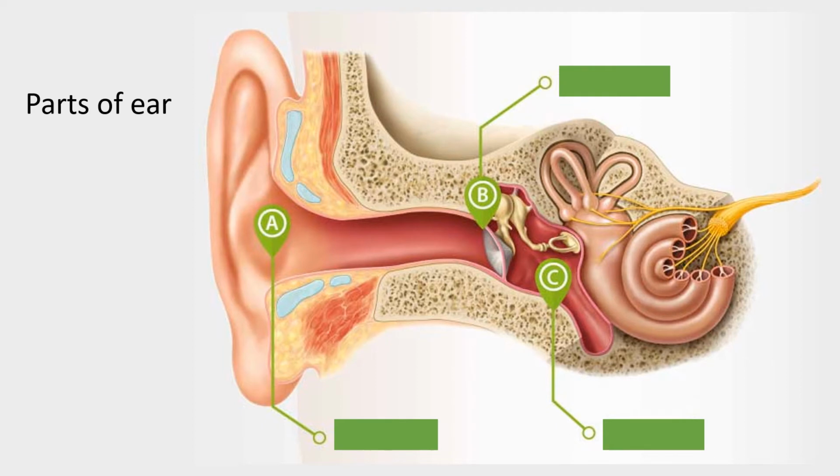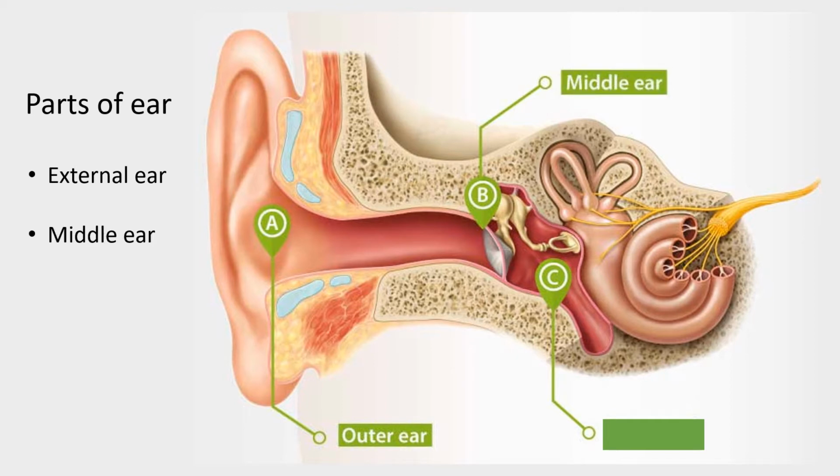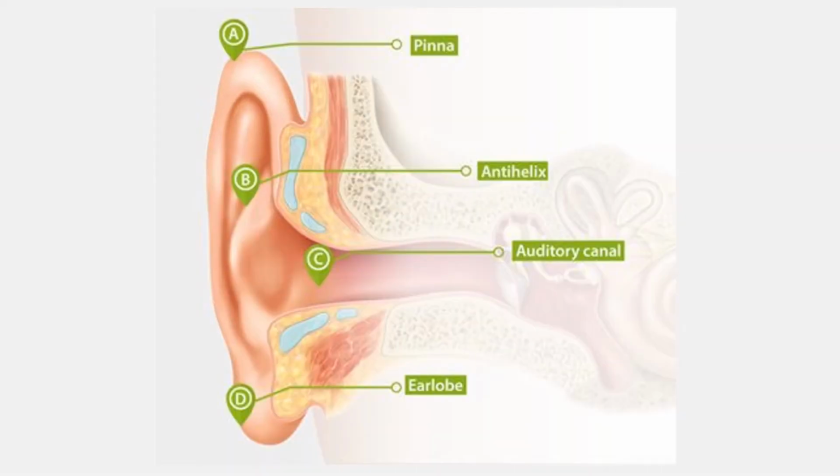For the sake of understanding, the ear can be divided into three main parts. Let's discuss these parts one by one. External ear, then middle ear, and the last one is the inner ear. The external ear consists of pinna, auditory canal, and eardrum.